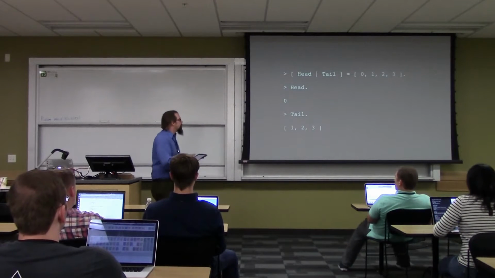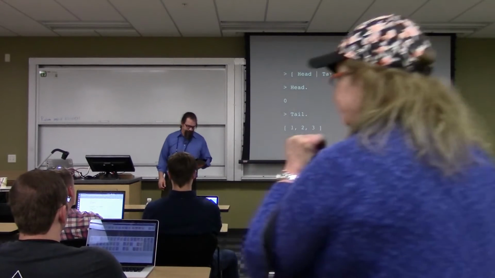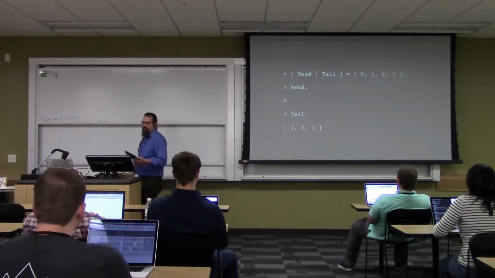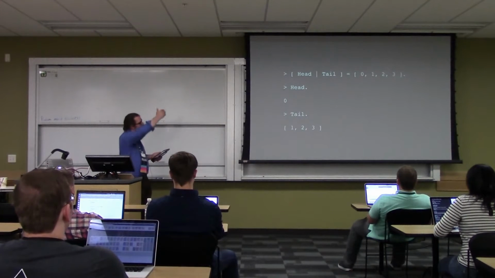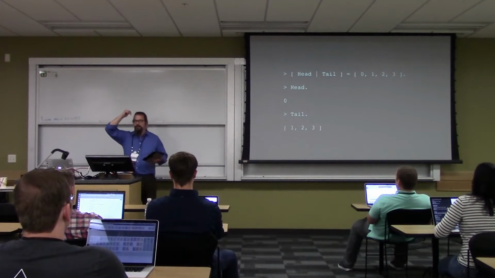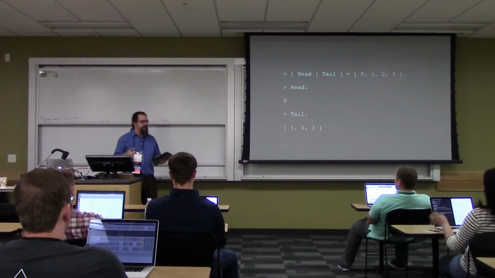In Erlang, we refer to heads and tails. Head refers to the first element in a list. Tail refers to all of the rest.